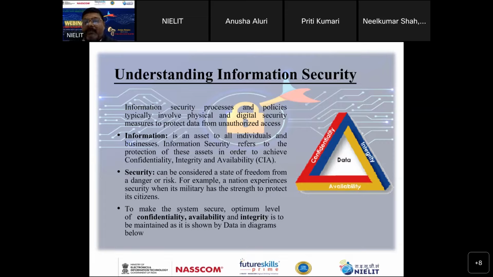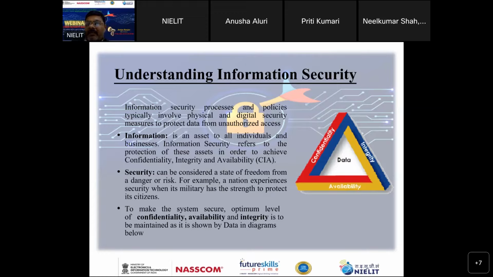So next is security. Security can be considered as the state of freedom from danger or risk. For example, a nation experiences security when its military has the strength to protect its citizens. To make the system secure, an optimum level of confidentiality, availability, and integrity is to be maintained, and is shown by the diagram below.